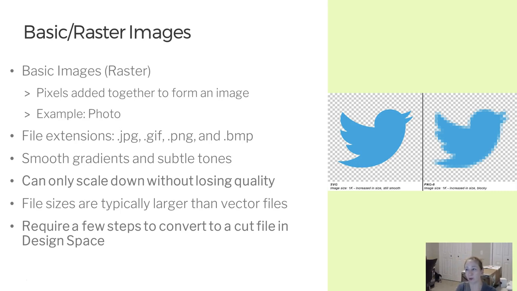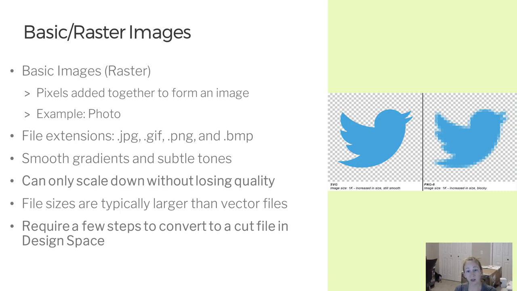The basic or raster images, on the other hand, are images formed because you have pixels that are added together to form the image. An example would be a photograph, which is based on pixels. The file extensions for these are .jpg, JPEGs, .gif, .png, and .bmp.